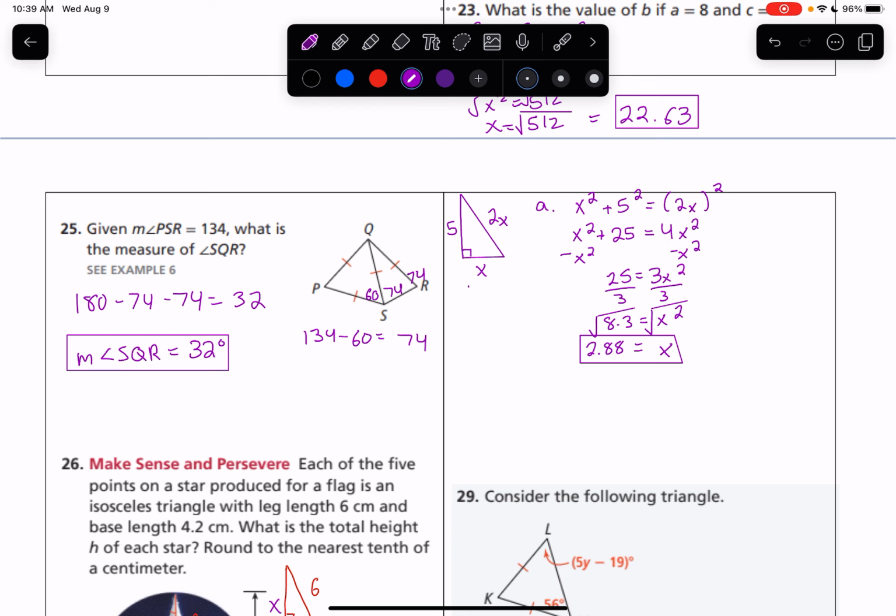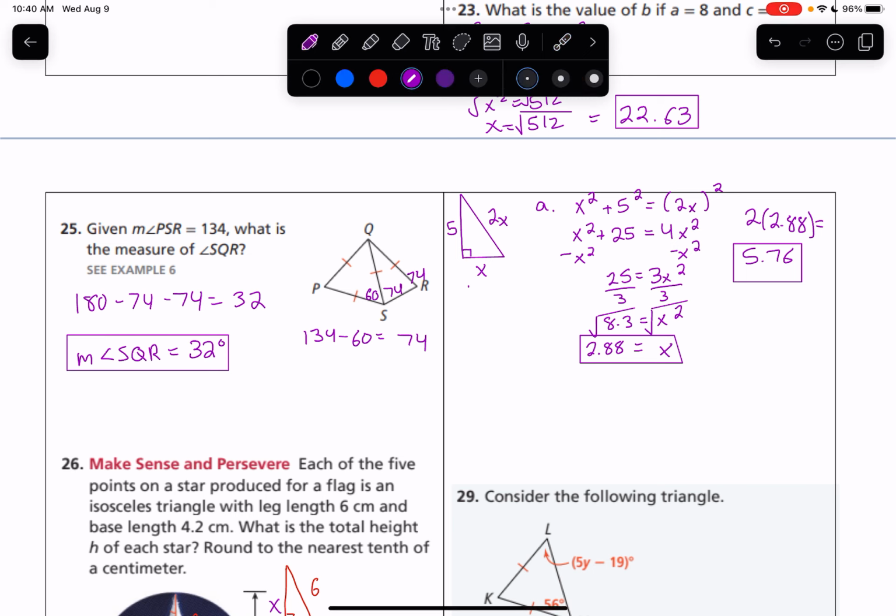2x, let me do this over here. 2 times 2.88 is going to give me 5.76. That is my final answer, because that is the length of one side length of this tent, one side length of this triangle, right? Because 2x is the side that's double the x that I found.